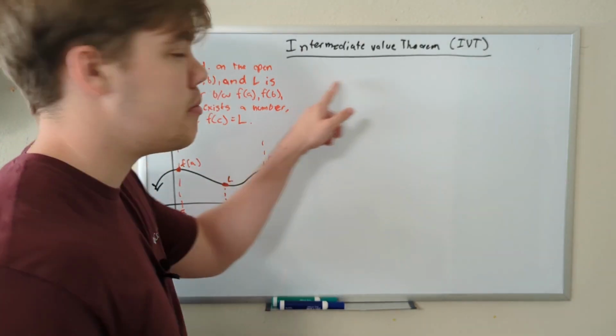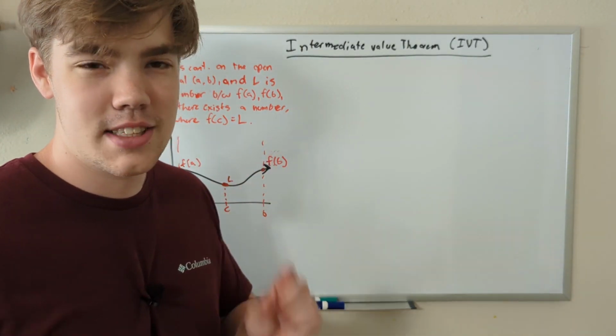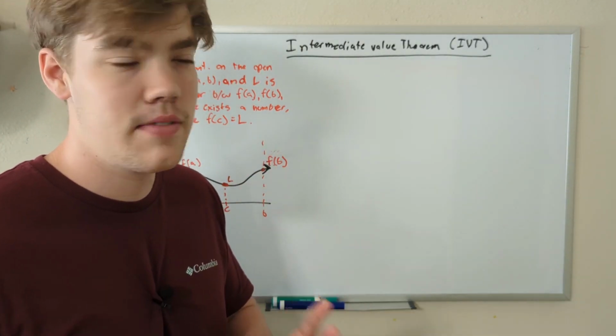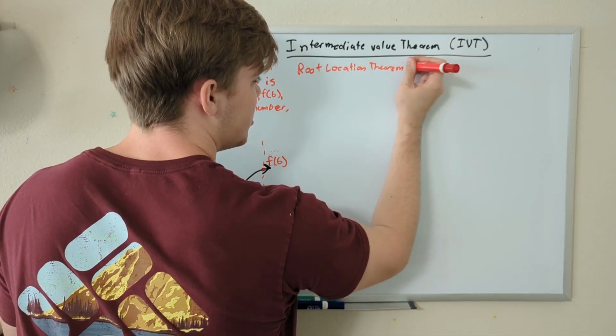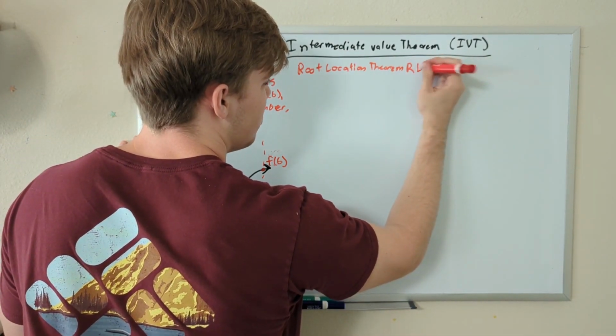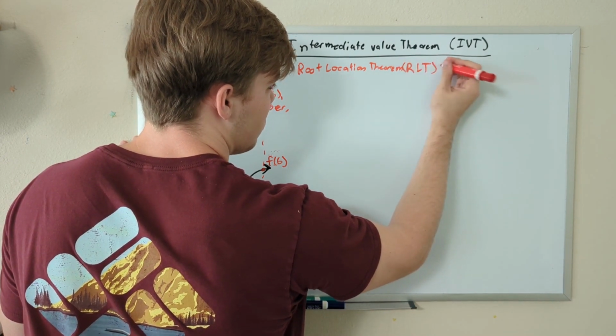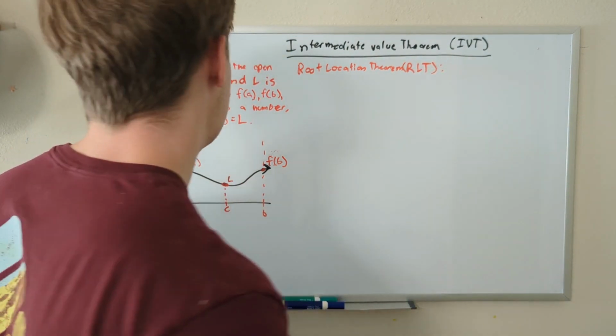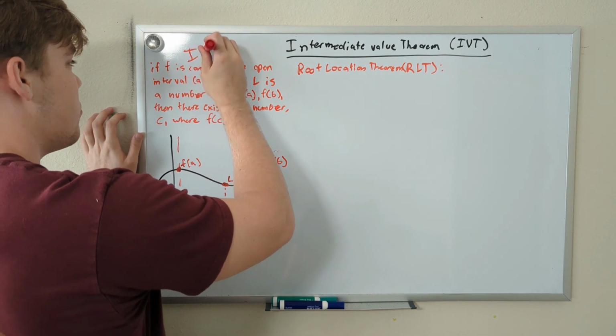So now that we know what the intermediate value theorem is, I want to talk about something that's basically a slightly more specific version of it known as the root location theorem, which also can just be written as RLT for short because these are long theorem names. I don't want to rewrite these over and over. And by the way, this is IVT, which I'll just write here.